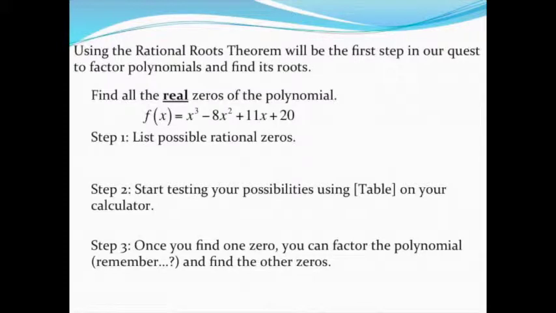Let's use the rational roots theorem to help us find all the real zeros of this polynomial. In previous examples, they've given us a zero to start with, in which case we were able to use synthetic division and find the other zeros. However, in this case, we don't have anything to start with.